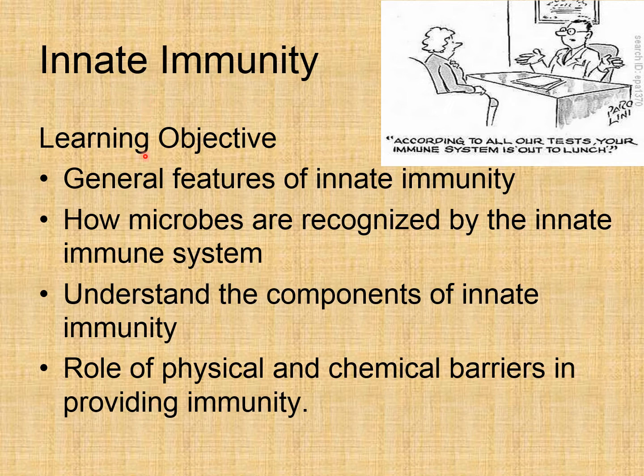By the end of this lecture, you will be able to identify key features of innate immune system, how microbes are recognized by the immune system, what are the different receptors involved, and how specific this system is. Further, you'll be able to understand what are the different components of innate immunity and specifically the role of physical and chemical barriers in providing innate immune response to pathogens.